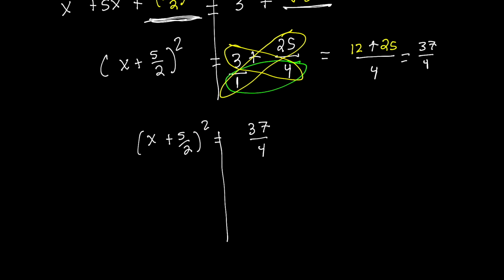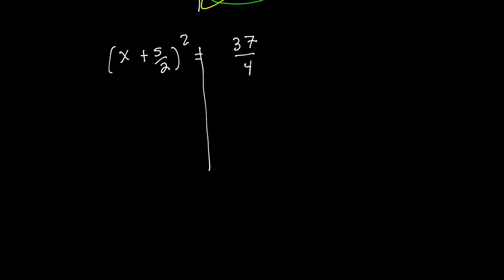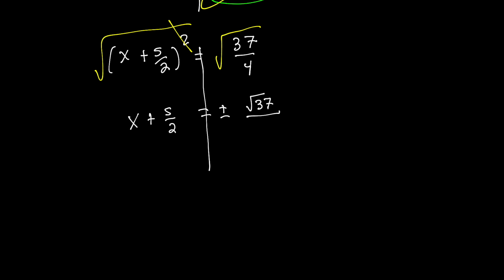To get rid of this second power, we're now going to have to take the square root of both sides. And on the left hand side, the square and the square root cancel out, leaving us with x plus 5 over 2 equal to plus or minus. Now 37 doesn't have a perfect square, so I'm going to leave it as the square root of 37. But 4 does have a perfect square. The square root of 4 is going to give me a 2.